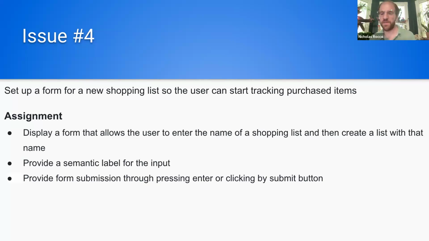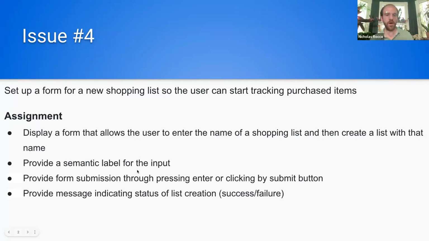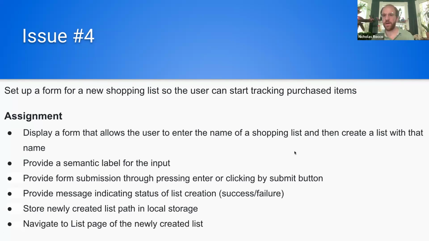We were to provide a semantic label for the input and also provide form submission through pressing enter or by clicking the submit button. We also wanted to include a message indicating the status of list creation, whether it was a success or failure. Finally, two more things. We want to store the newly created list path in the local storage, and then also navigate to the list page once we have that path.